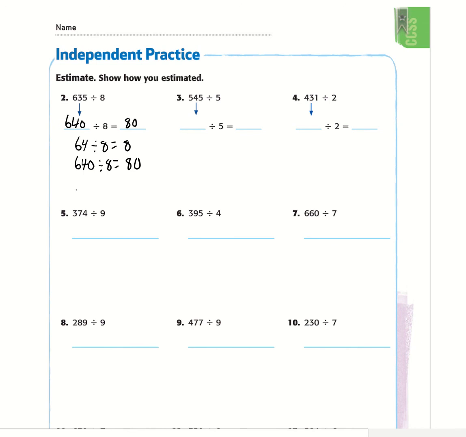Then I'm going to check my work. So 80 times 8 equals 640.